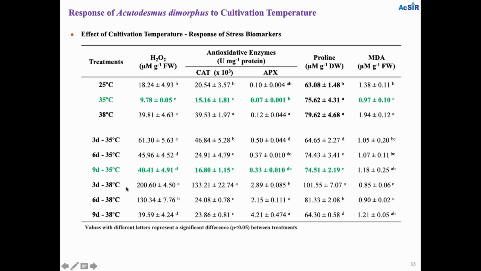Coming on to the response of the stress biomarkers, the stress biomarkers indicate the level of oxidative stress in the cell. The higher the value, the higher the stress condition for the cell. In this case, as you can see, at 35 degrees centigrade the level of H2O2 in the cell was the lowest. The activity of the antioxidant enzymes catalase and APX was also the lowest at 35 degrees centigrade. So this suggests that the level of oxidative stress is minimum at 35 degrees centigrade.